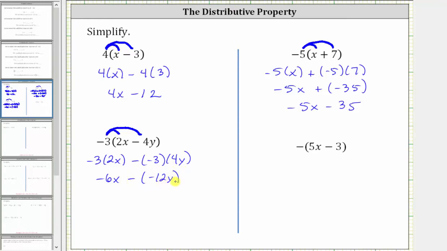Subtracting a negative is equivalent to adding a positive. Minus negative 12y is equivalent to plus 12y. The expression simplifies to negative 6x plus 12y.